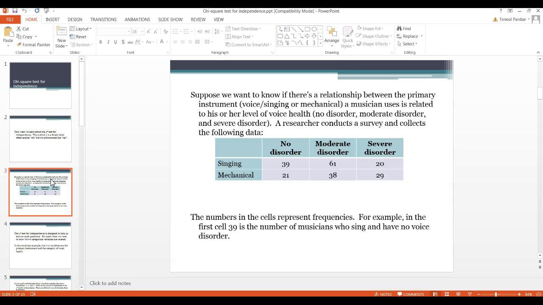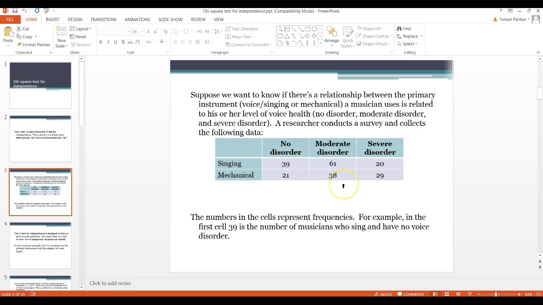This is an example. I made up the data, but the scenario is one that I've actually been working on with someone in the music therapy department, helping them analyze some data that they've collected. One of the things they looked at was whether there's a relationship between the amount of voice disorder somebody has, none, moderate, or severe, and what their main instrument is in their music therapy, whether they do singing or use some sort of instrument. And so suppose we collected this data.